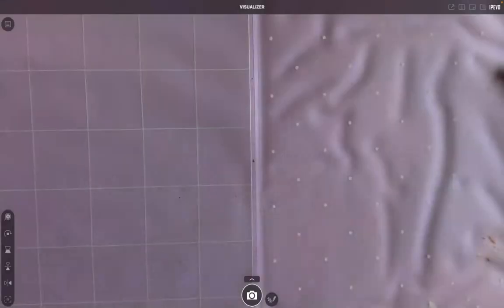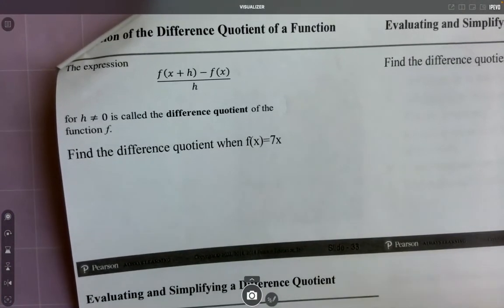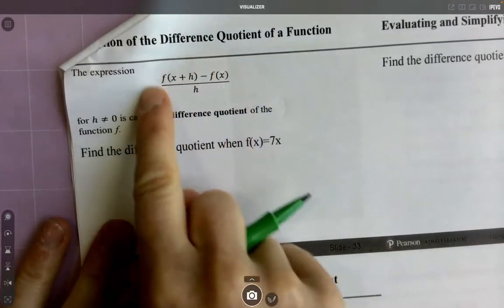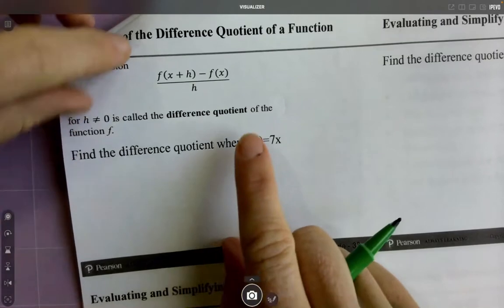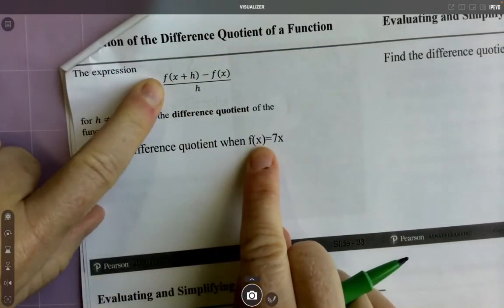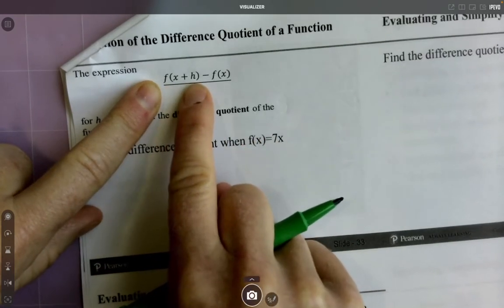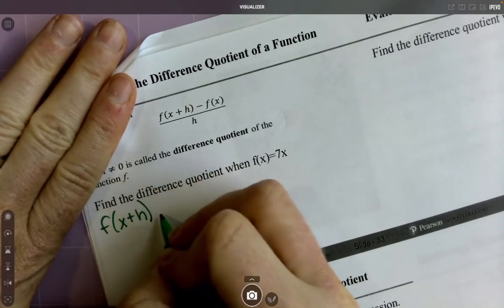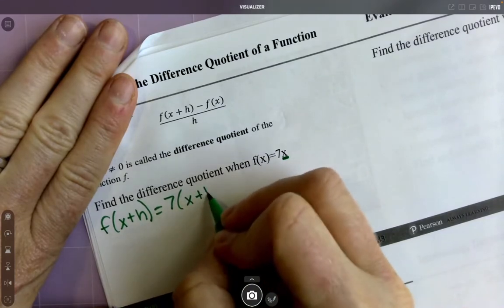All right, our last concept, y'all stay with me, is called a difference quotient as a function. So whenever we do a difference quotient, we are going to use this. It's with function notation, and you're going to simplify. So f of x is 7x. So if I do f of x plus h, that's going to mean anywhere I see an x, I'm going to plug in x plus h.